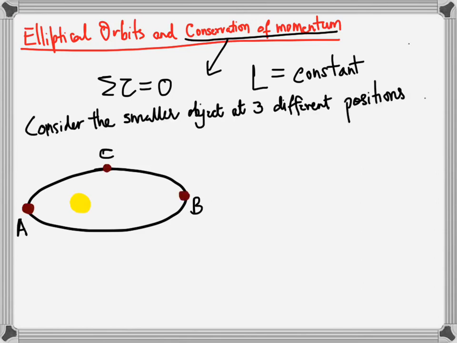We are going to consider the smaller object at 3 different positions as shown, A, B and C. The distances are mentioned there, RA, RB and RC, and there will be forces of gravity acting at each position A, B and C.